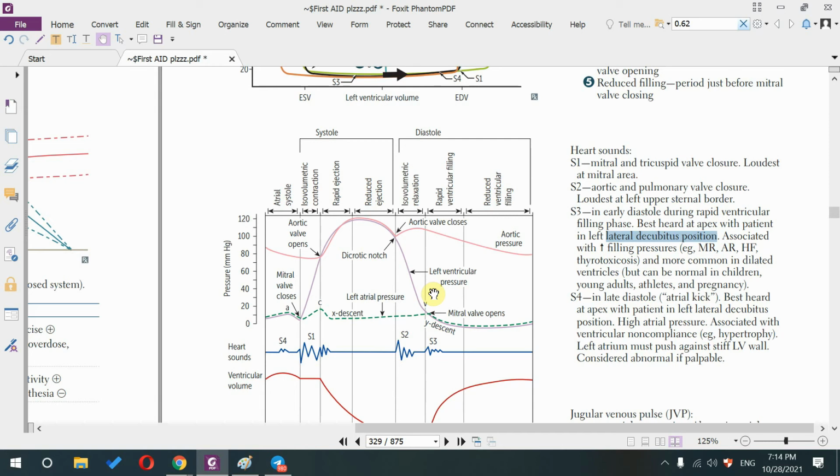Okay, so the S3 is associated with increased filling pressure, like in mitral regurgitation, aortic regurgitation, heart failure, and thyrotoxicosis. Basically, anything that leads to hyperfilling of the heart. In mitral regurg and aortic regurg, we have more blood inside of the chambers. In case of heart failure, I mean dilated cardiomyopathy. In case of thyrotoxicosis, we have high output heart failure, which I will be explaining soon.